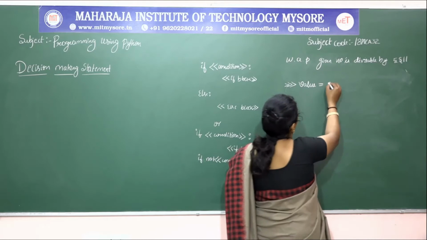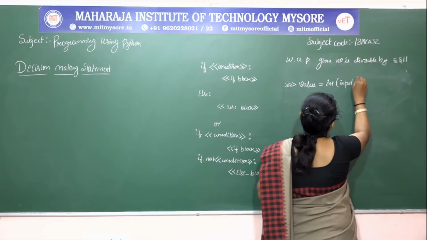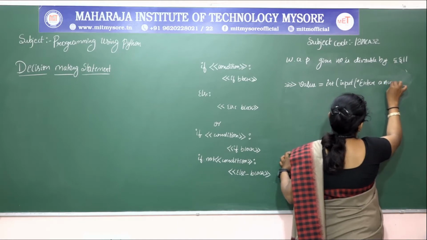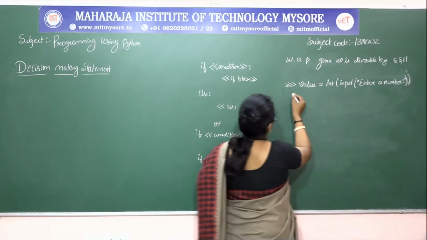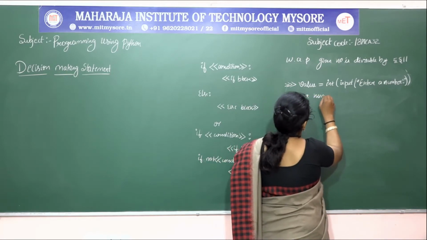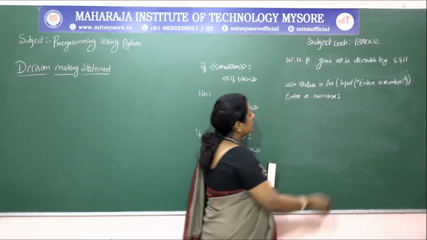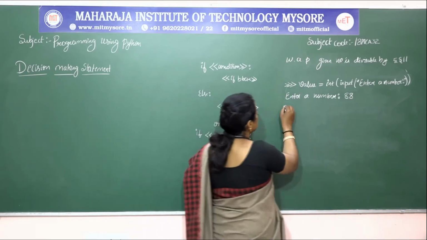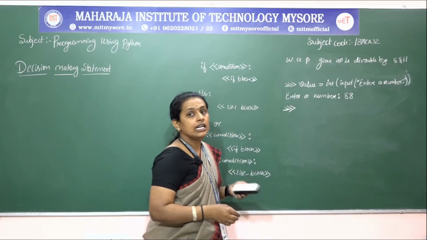Input, enter a number. Assume that I have given 88. Then I need to check whether this value is divisible by both 5 and 11.